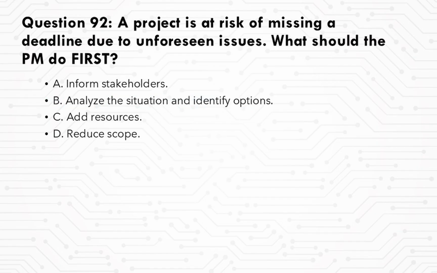Question 92. A project is at risk of missing a deadline due to unforeseen issues. What should the PM do first? A. Inform stakeholders. B. Analyze the situation and identify options. C. Add resources. D. Reduce scope. Answer: B. Always assess before communicating or acting.